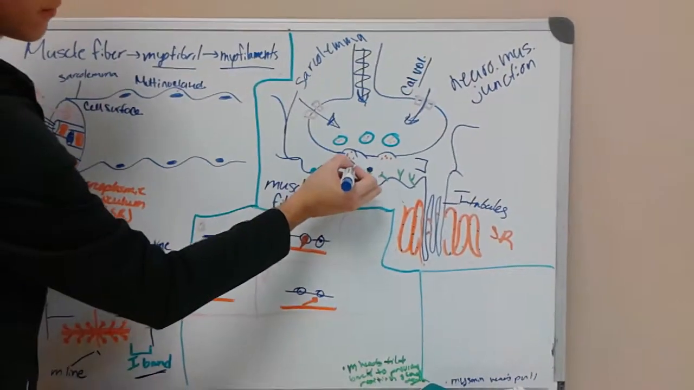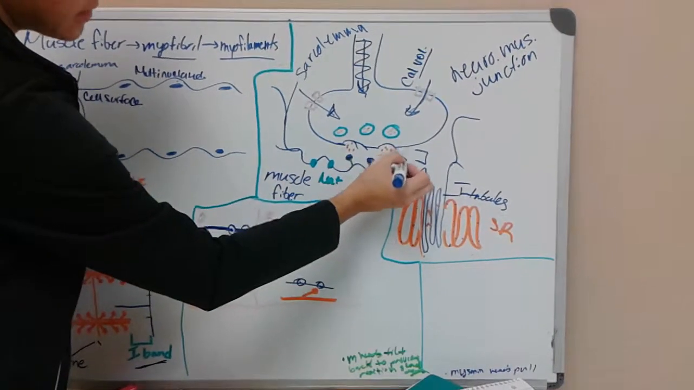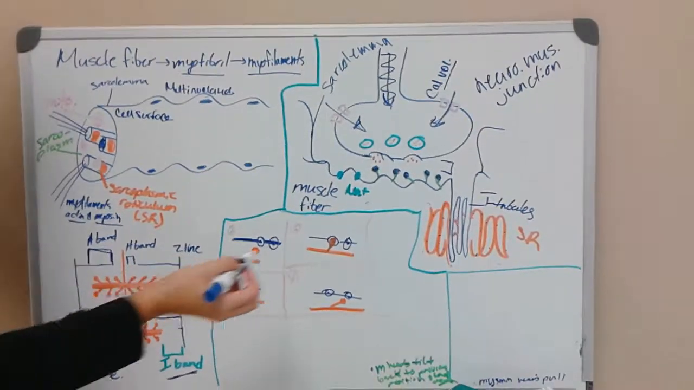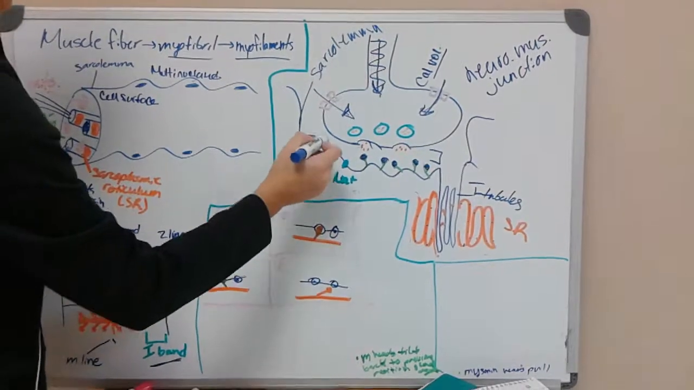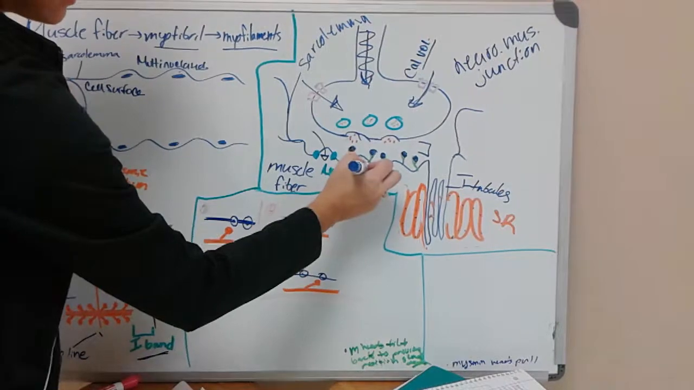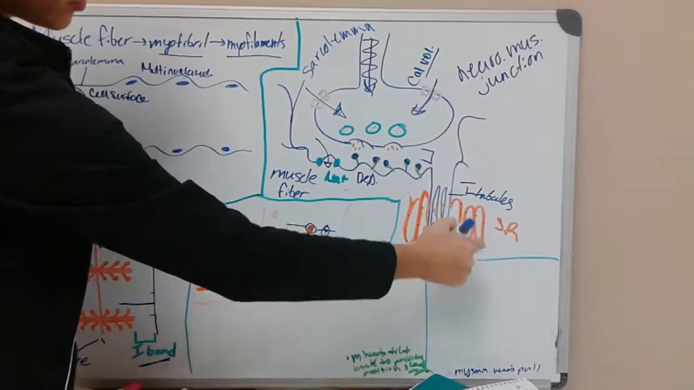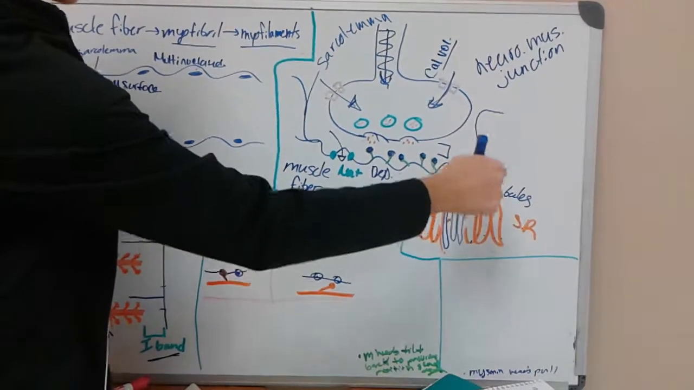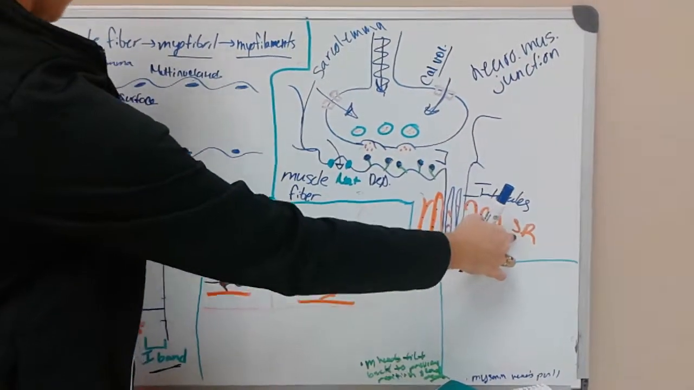So it binds to the protein receptors here on the sarcolemma, which is basically the cell surface membrane of the muscle cell. This binding causes the sodium channels to open up, and sodium diffuses into the sarcolemma, which depolarizes it. And this impulse travels down to the T tubules.